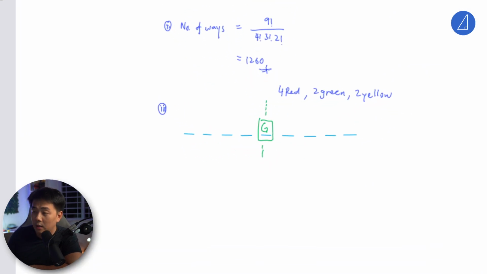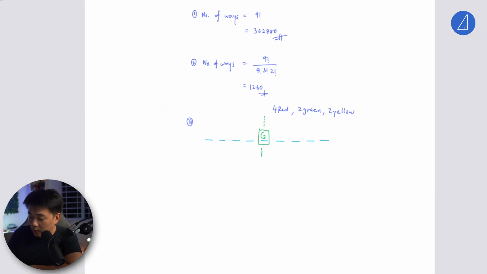Now, take note, because it has to be symmetrical, 4 red, 2 green, and 2 yellow, right? So meaning to say, what we need to do is to distribute 2 red here. There will be 2 red here, and 1 green. Then you have 1 yellow here, and 1 yellow over there. So essentially, you need to split into half.